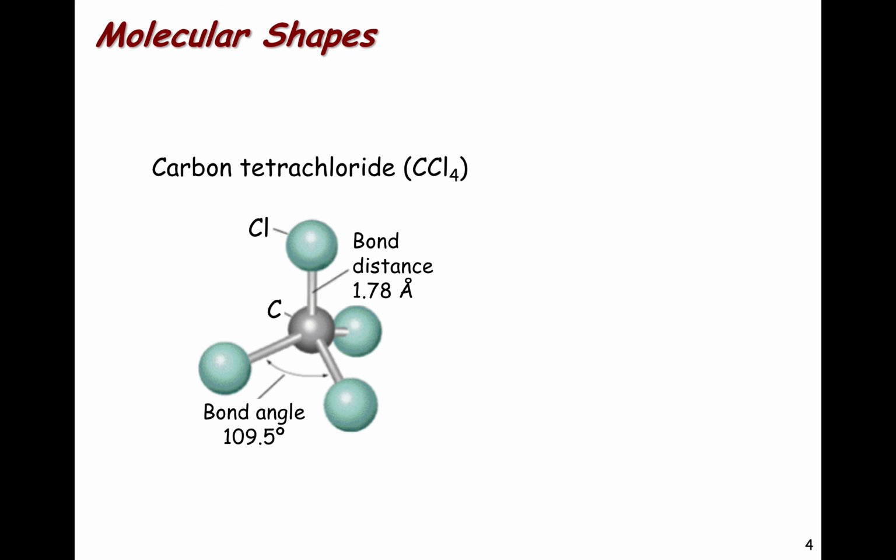As an example of how one might go about determining the molecular shape of a particular molecule, we can look at carbon tetrachloride. This has a formula of 1 carbon and 4 chlorines. The carbon is the central atom, and the chlorine atoms are all bonded to it. In this particular case, the distance between the carbon and the chlorine is approximately 1.78 angstroms, and the chlorine-carbon-chlorine angles are all equal, and they're all about 109 degrees.